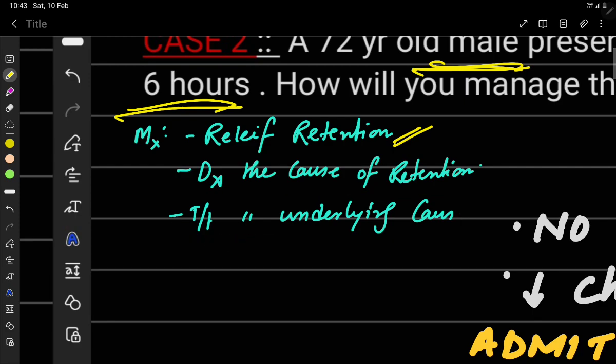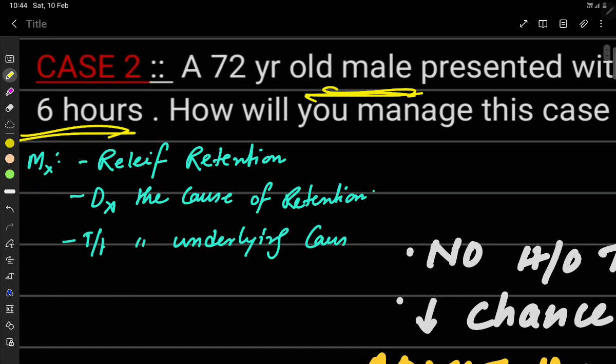Actually, for an undergraduate or an intern doctor, we all have to do this much: relieve the retention and send him to the urology department for further procedure. Relieve the retention and do the investigation, find what is the reason for the urine retention, and send him to the urology department. So first of all, how will you relieve the retention?